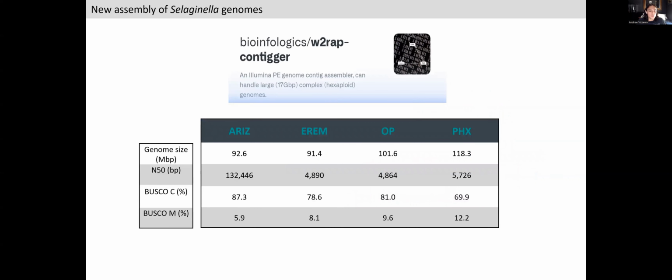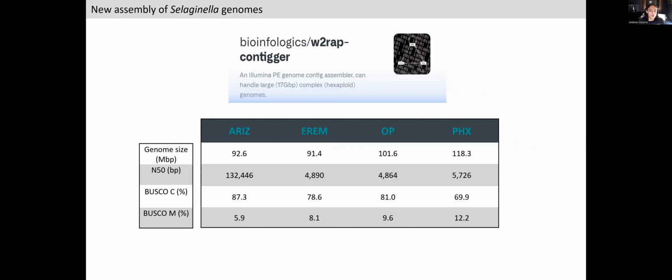So I just want to preface this by saying I'm working with very, very old short read Illumina data. So this is not going to be next generation sequencing type data, not going to be chromosome level assemblies. But basically what I did was use this relatively newer assembler called W2RAP-contiger, which is a robust assembler that handles hexaploid genomes quite well.